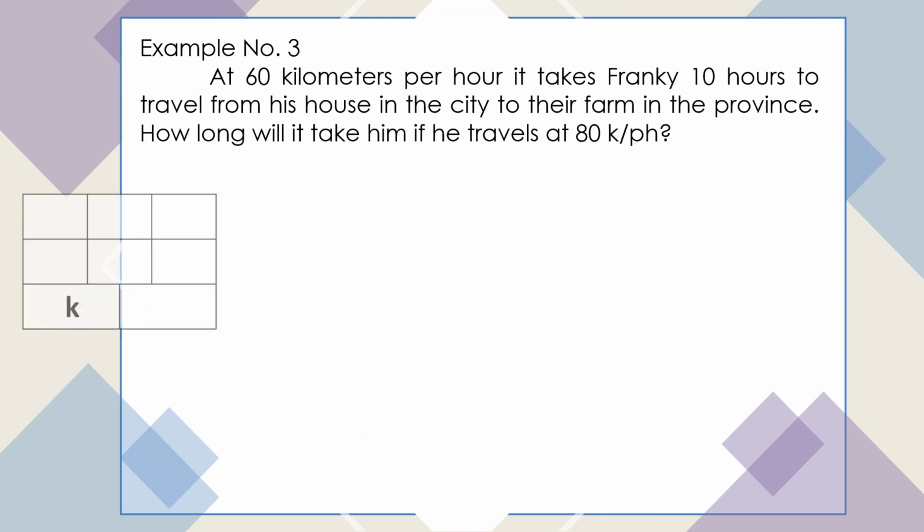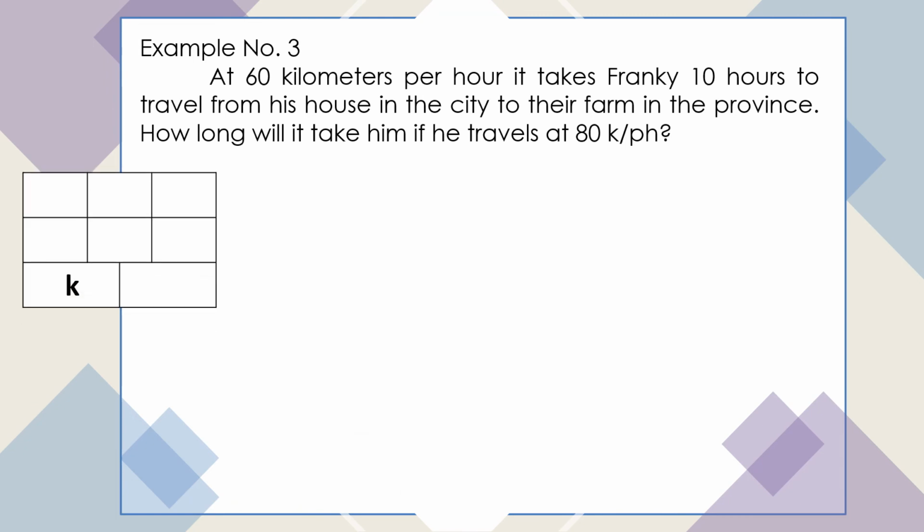Okay, next for our problem solving. At 60 kilometers per hour, it takes Frankie 10 hours to travel from his house in the city to their farm in the province. How long will it take him if he travels at 80 kilometers per hour? So, yun. Ito yung speed niya, 60. Let S be the speed. And then, yung ating oras, number of hours is H, 10 hours.